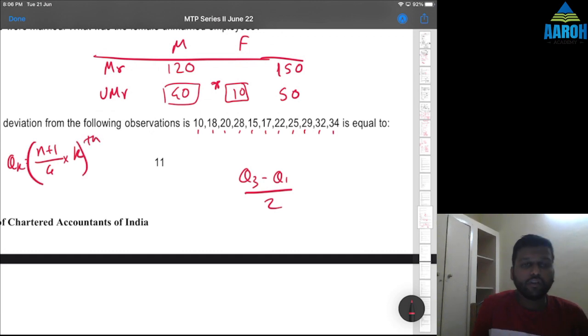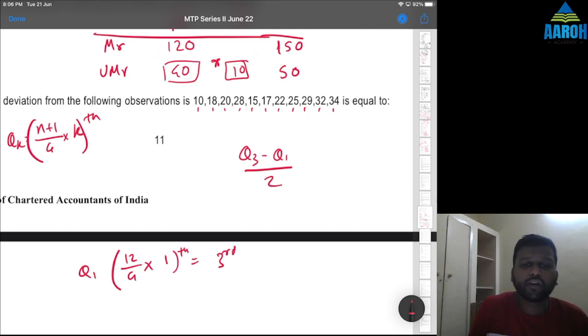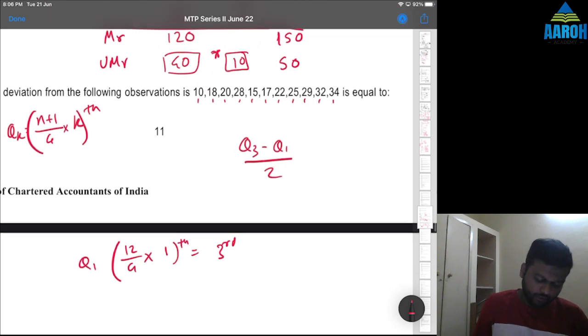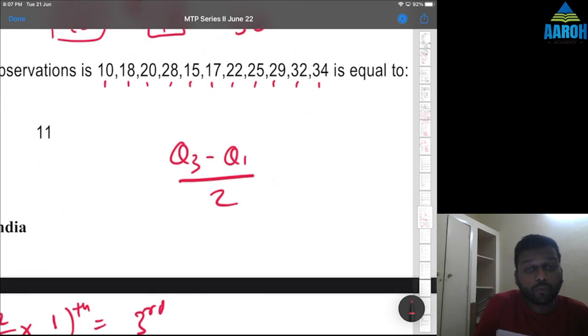Okay. So for example, if you want Q1, N is 11. So 11 plus 1, 12 by 4 into 1. 12 by 4 is the third observation. So third observation is our Q1. Similarly for Q3, we'll need 12 by 4 into 3, which is the ninth observation. So third and ninth we have to find, that's it. For that, this has to be in ascending order. Remember, you cannot do it like this, third observation and ninth. Okay, so fine. Let's cross one by one.